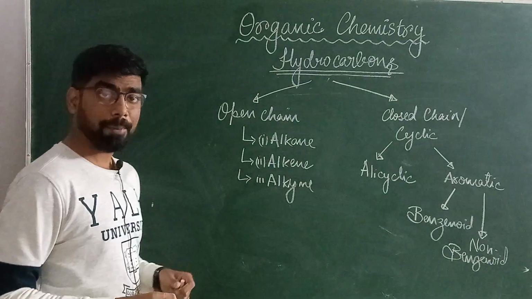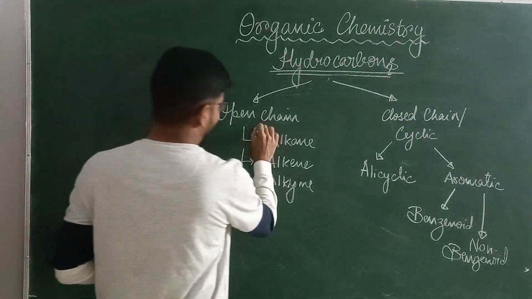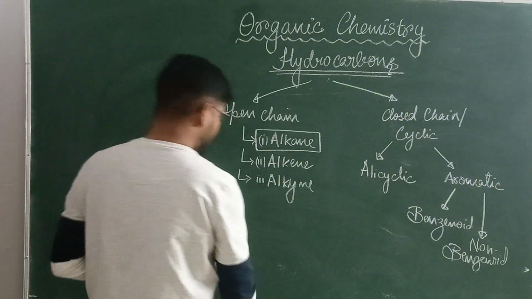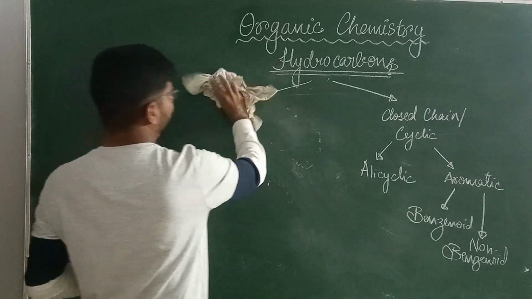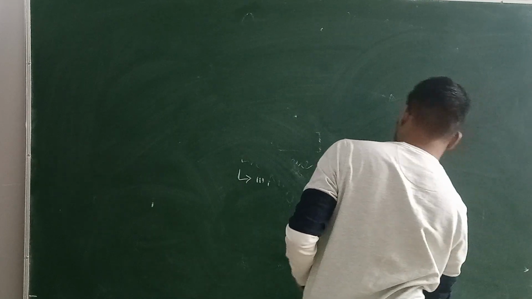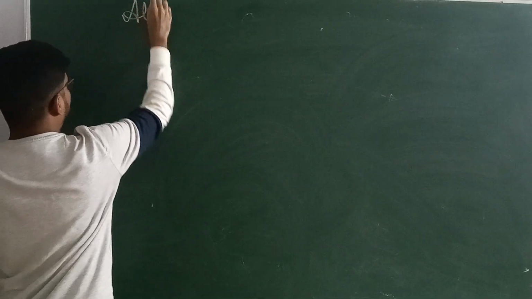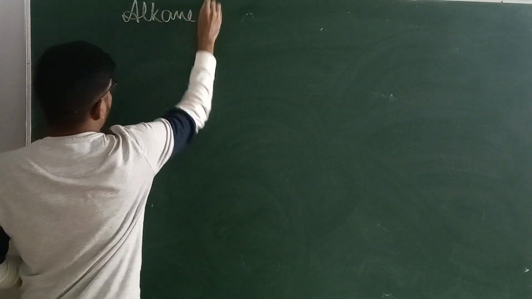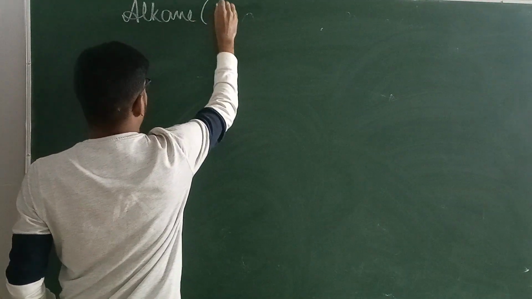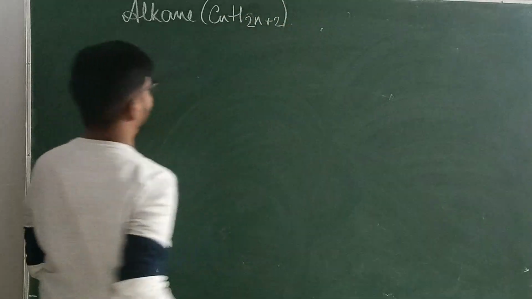So the first type of hydrocarbon that we will be studying is alkane. It is a general term given to the compounds. Now we quickly move on to a particular type of hydrocarbon that is called alkanes. Alkane has a molecular formula of CnH2n+2. It is the molecular formula of alkane.